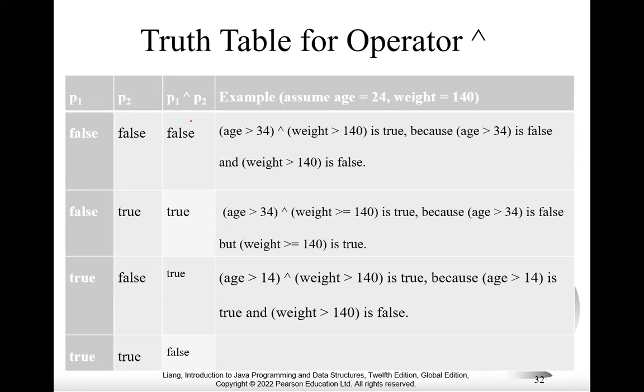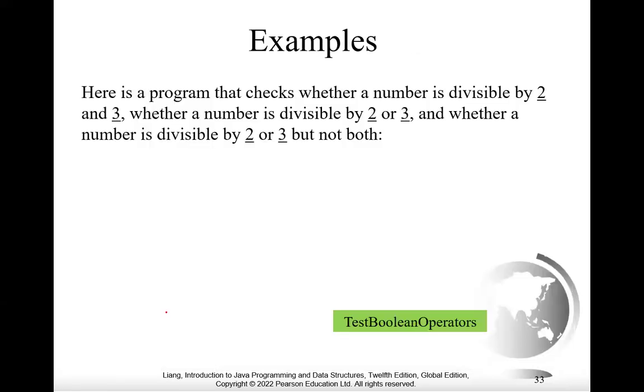Now, exclusive OR is very similar to OR. The only difference is that it does not want the two of them to be true. One can be true, we want it. But for two to be true, we don't want it. So this is the difference between OR and exclusive OR.